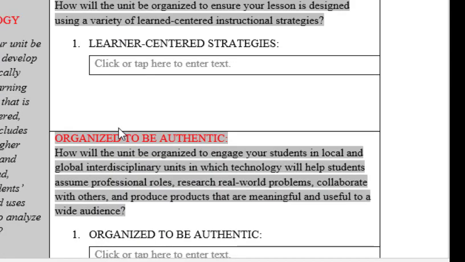O is organized using technology, and this is organized toward learner-centered strategies. So how will you organize your lesson so that it's designed to a variety of learning-centered instructional strategies? It kind of relates back a little bit to the T that we talked about. How are you going to organize this lesson so that you know that all of your students are being reached in the same type of way?